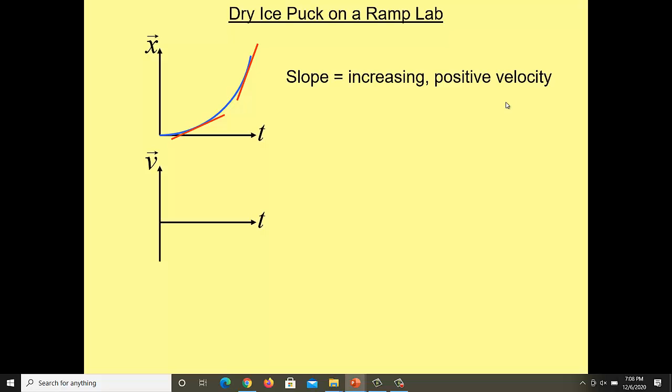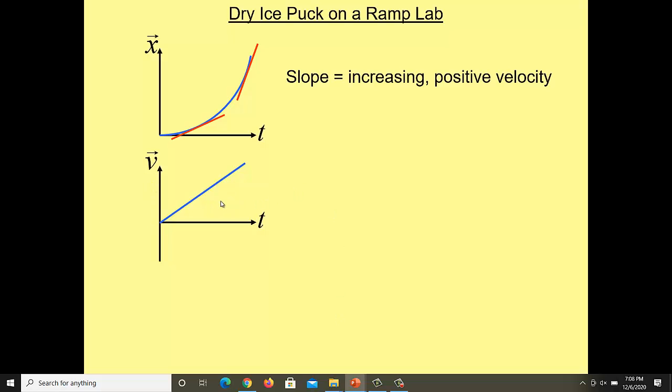So by looking at these slopes, we can tell that we have an increasing positive velocity. When we drew the velocity time graph, that increasing positive velocity manifested itself thusly. We can tell it's increasing because zero velocity is right on the time axis, and this is getting further away from the time axis, so bigger velocities. It's positive because it's above the time axis. And it's a velocity graph because I labeled it with the V.